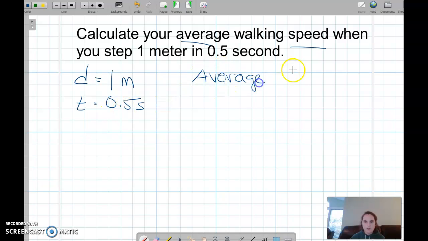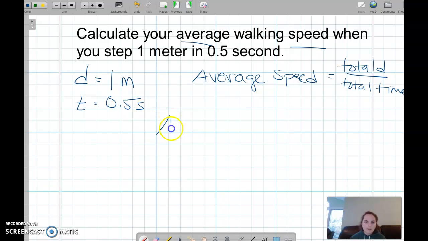All right, so now let's write the equation for average speed. So average speed is equal to total distance over total time. Just like we did in class with our carts, right? We tracked the amount of time that it took to cover a certain amount of distance. All right, so we were calculating our average speed.